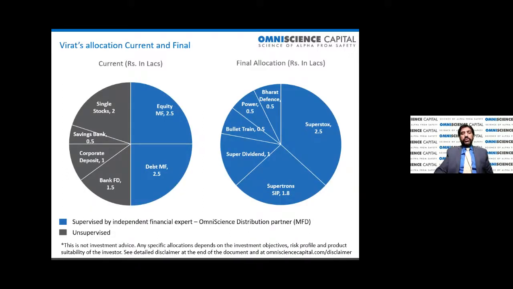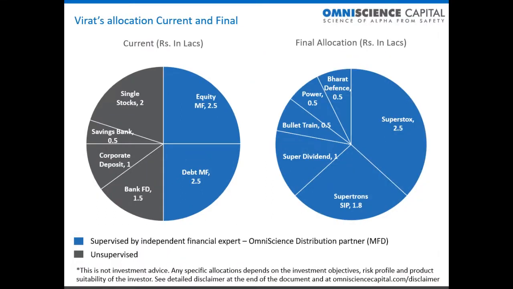So this is how it looked before. The blue portion is what is under supervision by the financial expert Ajinkya. Earlier, from the 10 lakhs, he could only supervise 5 lakhs. And now nearly 100% of that is under his supervision.